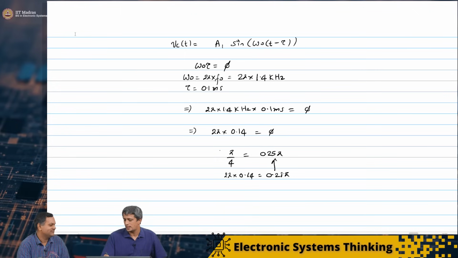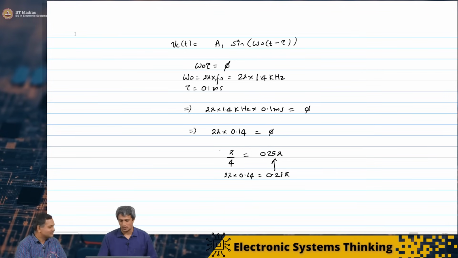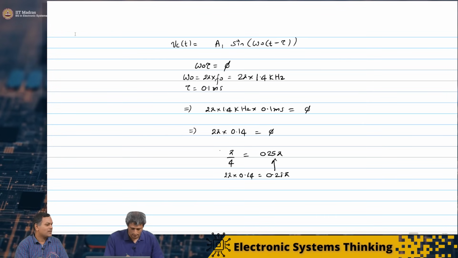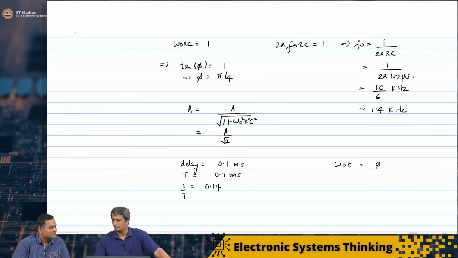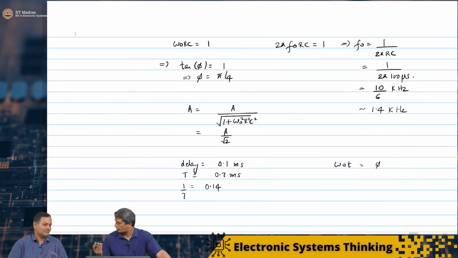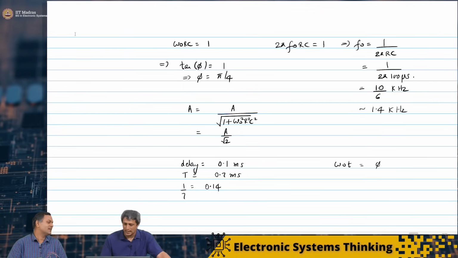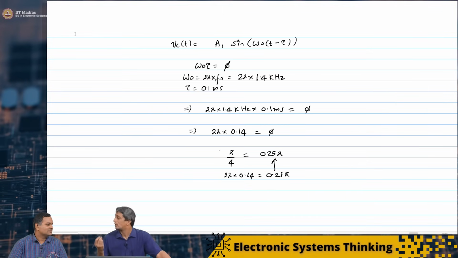Perfect. So we see that when we give that frequency, exactly 1 by RC, the amplitude falls off to 0.7 times. That's right. And the phase also shifts by pi by 4.